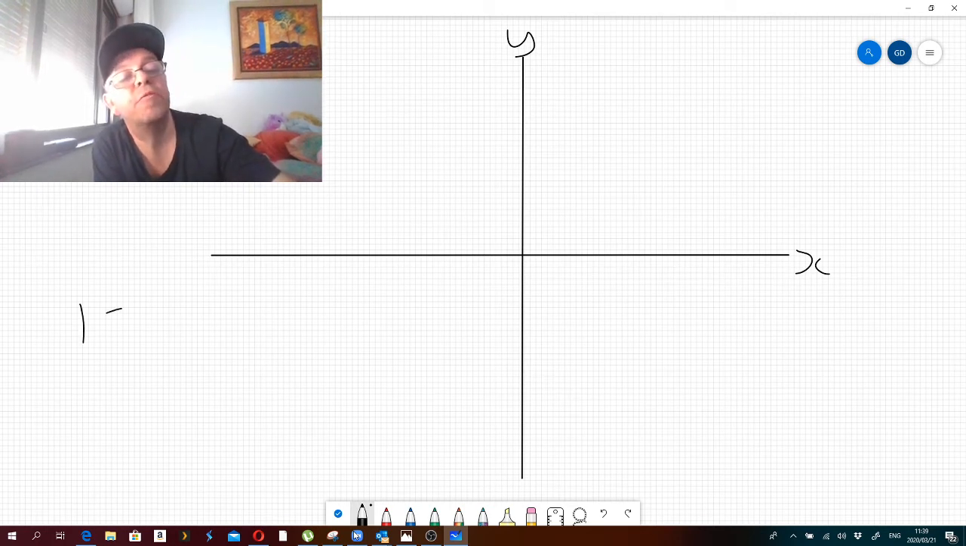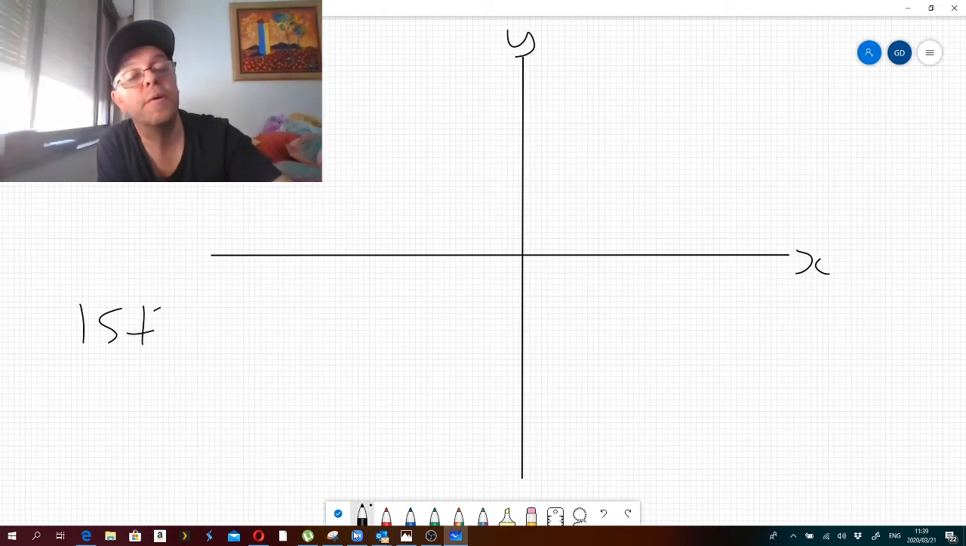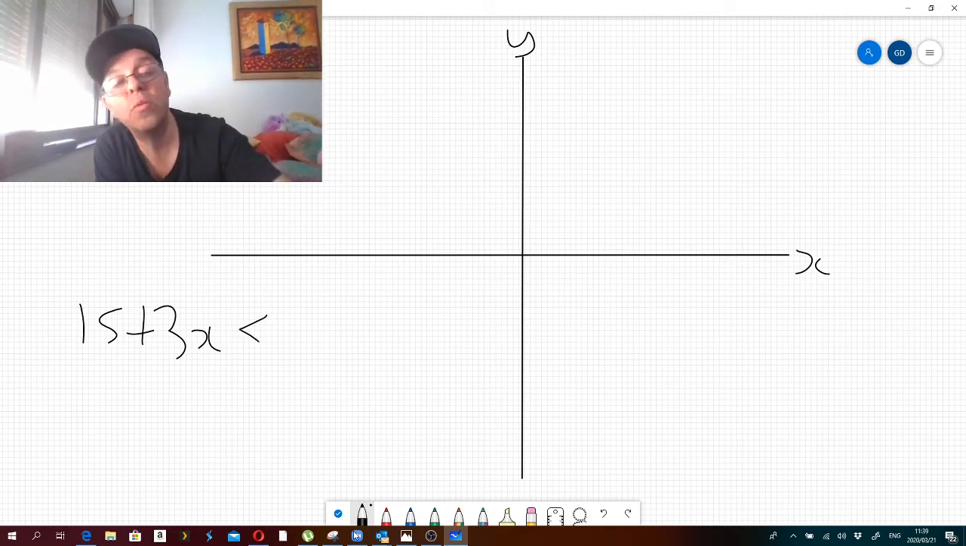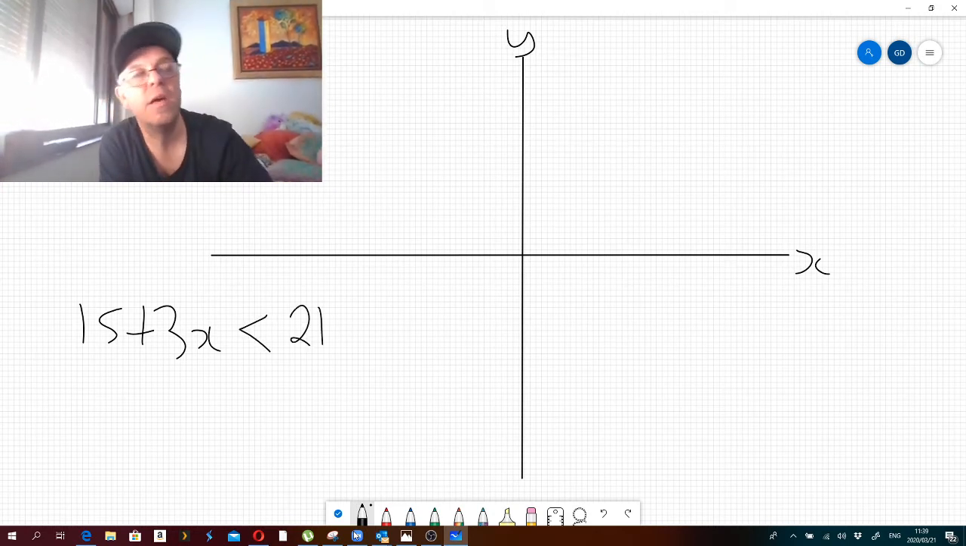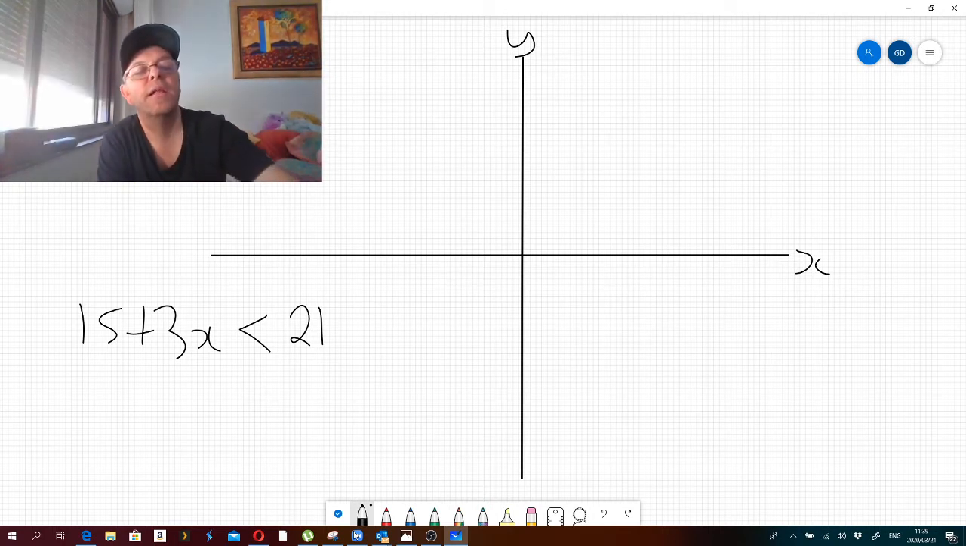Now, 15, it says, plus 3x is this time less than 21. So this is not an equal sign now. It is a less than sign. All right, so let's rearrange this.